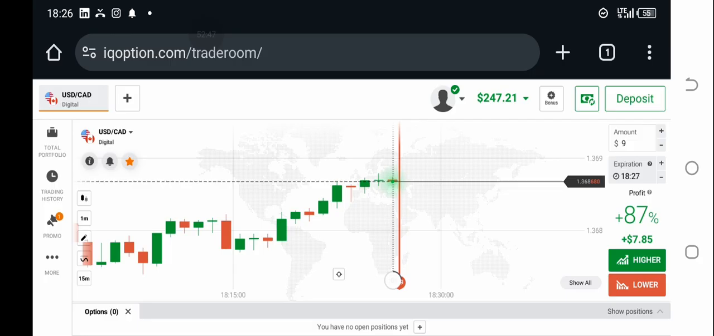You can open a trade for 1 minute. If you open a trade for 1 minute and the market goes up or down, it depends on your direction. If you are buying and it goes up, you will be in profit. If you are selling and it goes down after 1 minute, you will be in profit. If you sell for 1 minute and it goes down, you will be in profit.